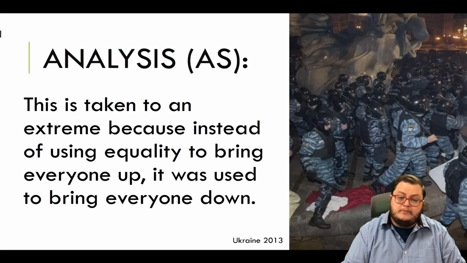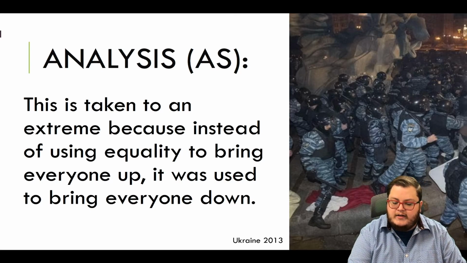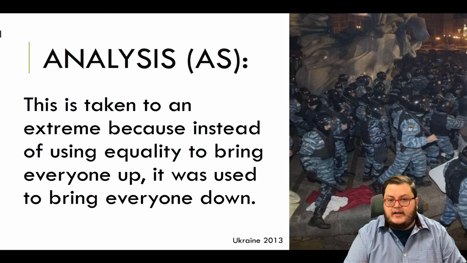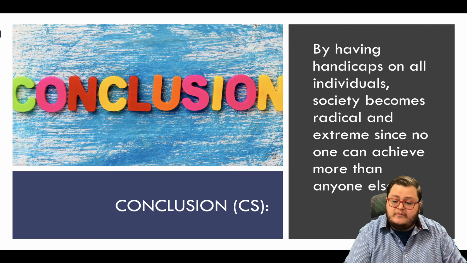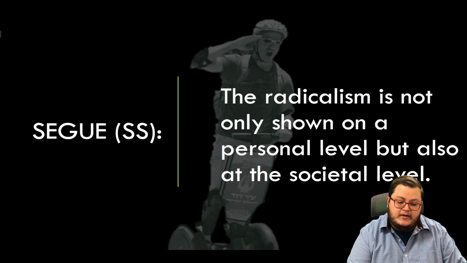Just as an example, this is like a police state in Ukraine during 2013. But really, it was just the idea that if we try to suppress people and make everyone equal that way instead of bringing everyone up, it's the makings of a tyranny or totalitarian government. Conclusion, I basically just summarize right there. Then I go into my segue or transition sentence to a new paragraph. Say this, the radicalism is not only shown on a personal level, but also at a societal level. So now I look at the personal issues of having these handicaps, and then in my next paragraph, I'm going to introduce how society is affected by that.